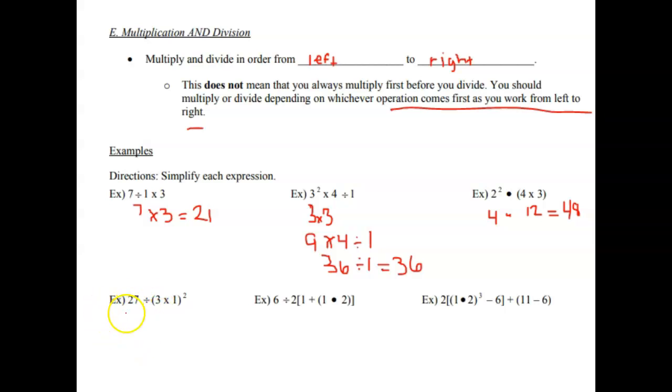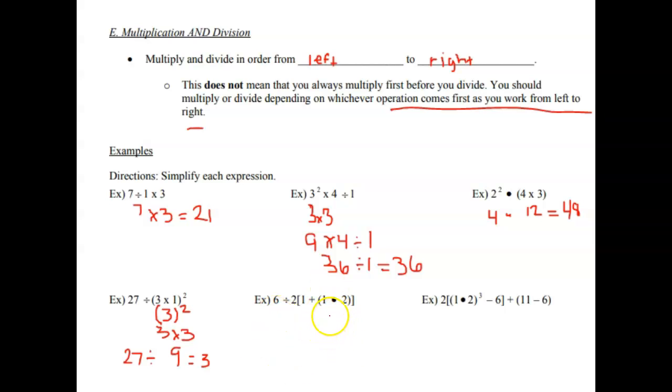If I look at the next example, I'm going to work in the parentheses. 3 times 1 is 3. And then I have to take 3 and I have to square that first. That's 3 two times. So that's 3 times 3. 3 times 3, I know it's 9. And then I work from left to right. 27 divided by 9 is equal to 3. Let's go to the next one.